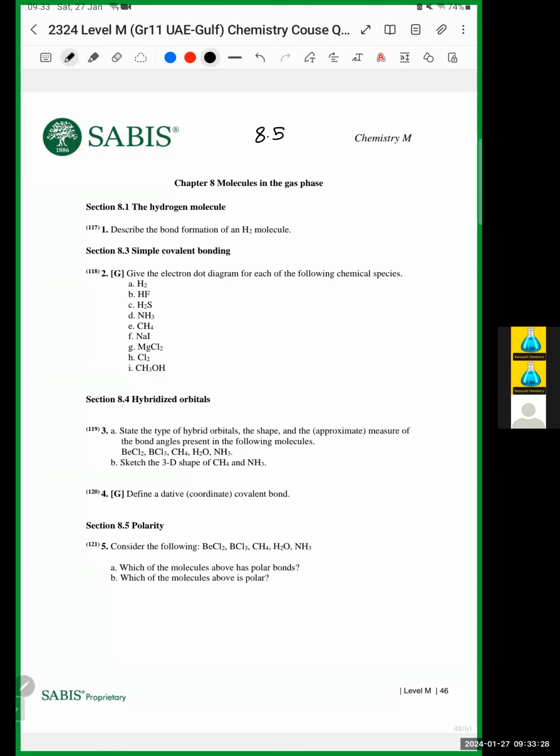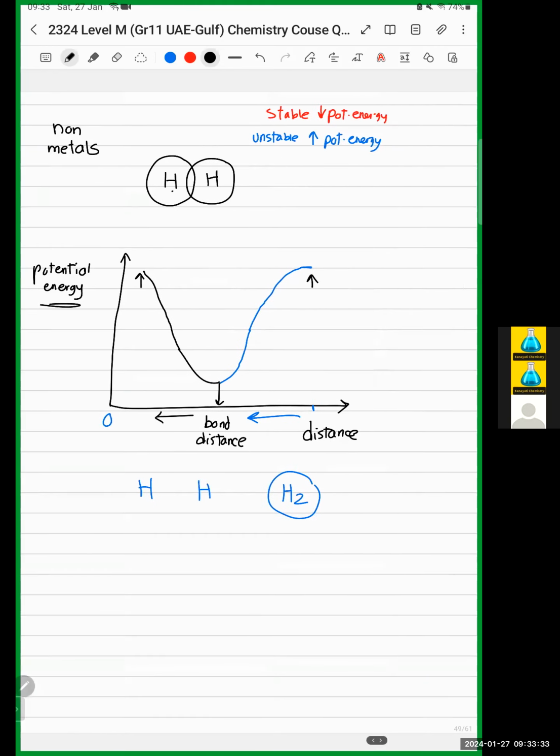Describe the bond formation of an H2 molecule. In the H2 molecule, there are two atoms which are trying to come close to each other to be stable. For the two atoms to be stable, they should make a covalent bond. So if the atoms are very far from each other, then they are unstable. And if they are closer to each other, they are stable until they make the molecule.